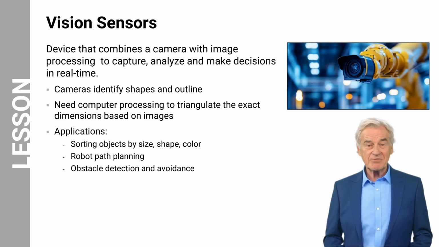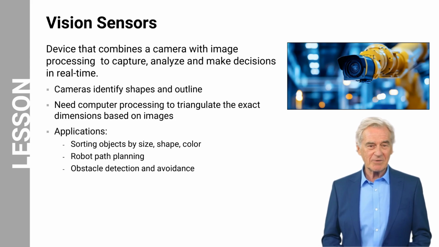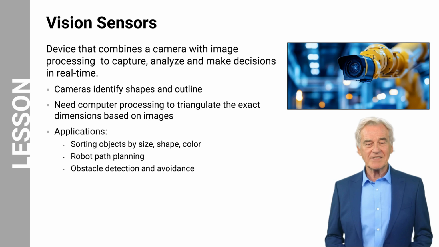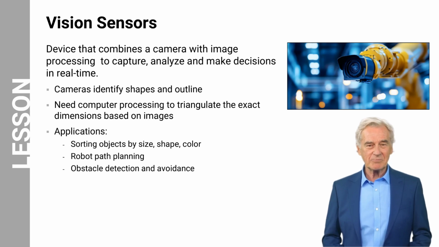Like light sensors, vision sensors measure something visible to humans. The most common term for a vision sensor is a camera. Vision sensors combine cameras with image processing capabilities to capture, analyze, and make decisions in real time. These devices use cameras to identify shapes and outlines within their environment, while their integrated computer processing systems triangulate exact dimensions based on the captured images.